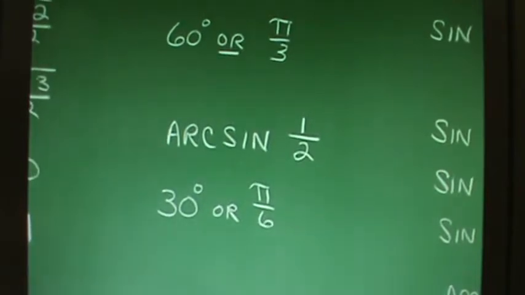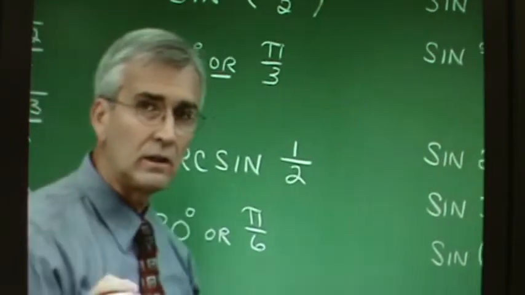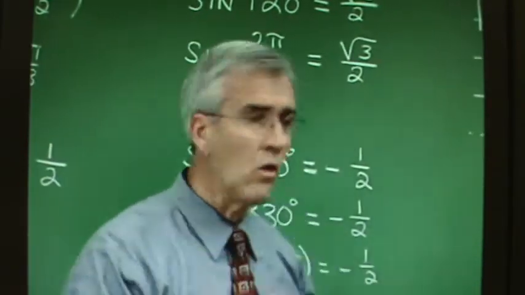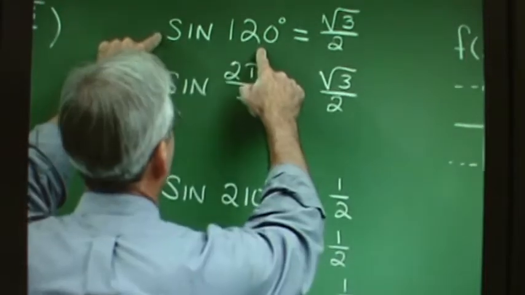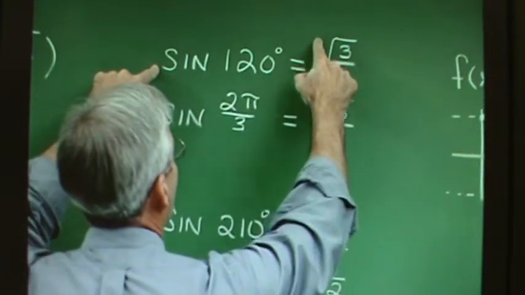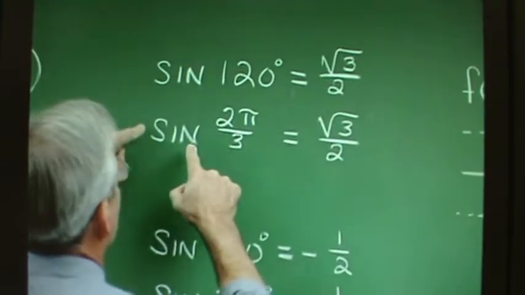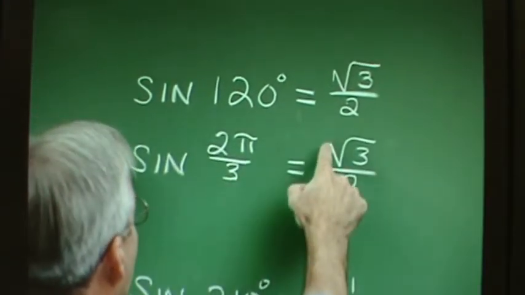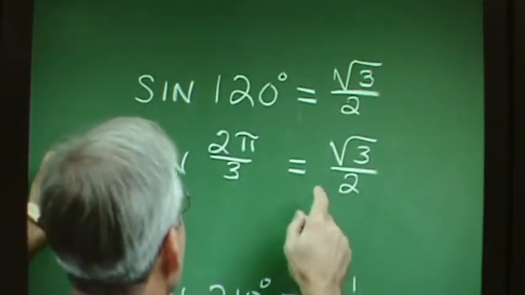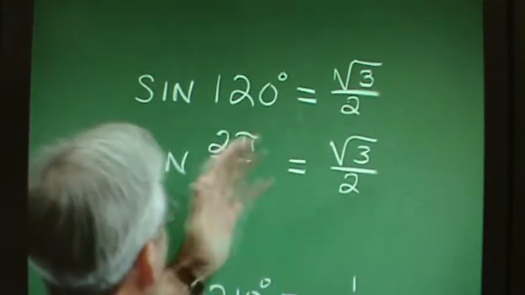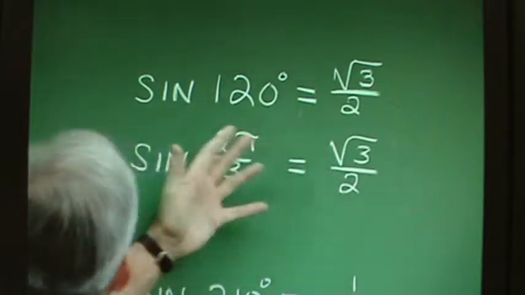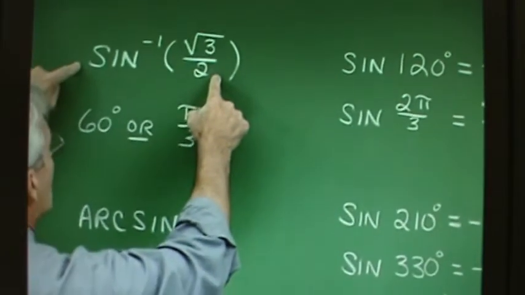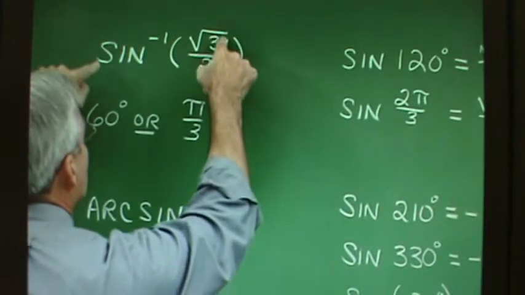All right. Now, we have a little dilemma in this situation. We know that the sine of 120 degrees is the square root of 3 over 2. And in radian measure, the sine of 2 pi over 3 is the square root of 3 over 2. Now, you see, when we took the inverse sine of the square root of 3 over 2, we're looking for the angle whose sine is the square root of 3 over 2.